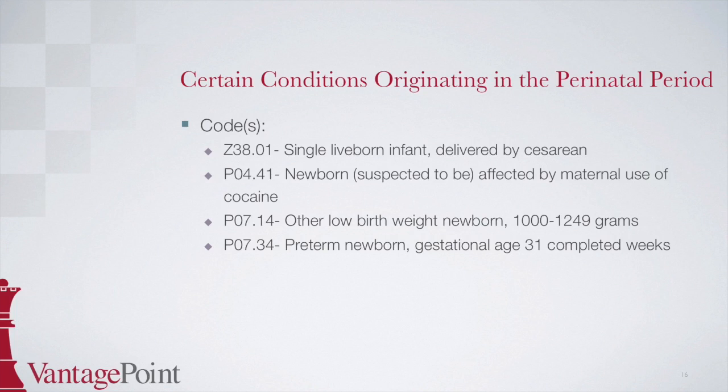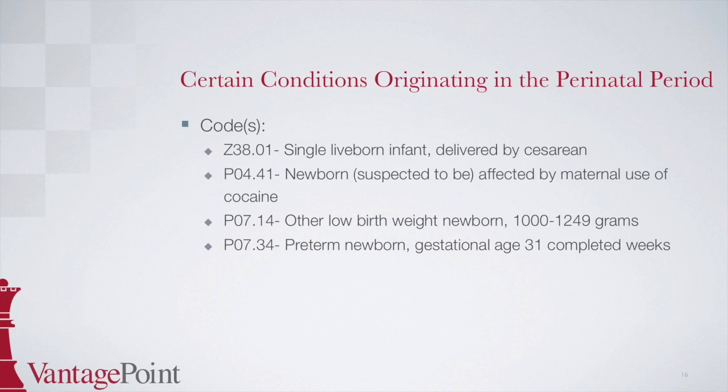The third code is P07.14, other low birth weight newborn, 1,000 to 1,249 grams. Remember that the guidelines state that when both weight and gestational age are documented, weight should be sequenced first. To locate this code, start at the term low in the alphabetic index. From there, go to birth weight, then with weight of, and finally 1,000 to 1,249 grams, which points to P07.14, which you would then confirm in the tabular.